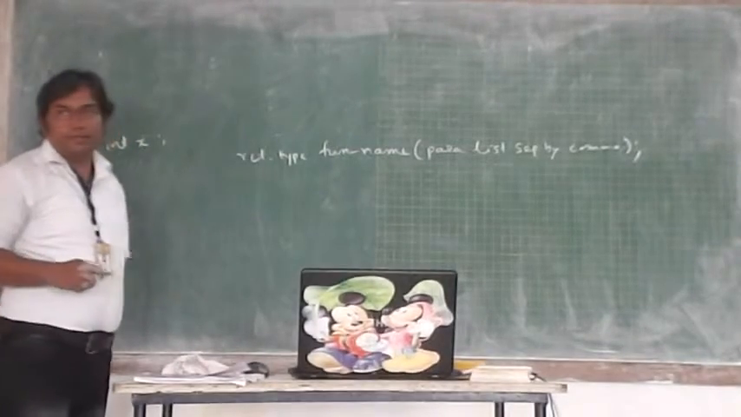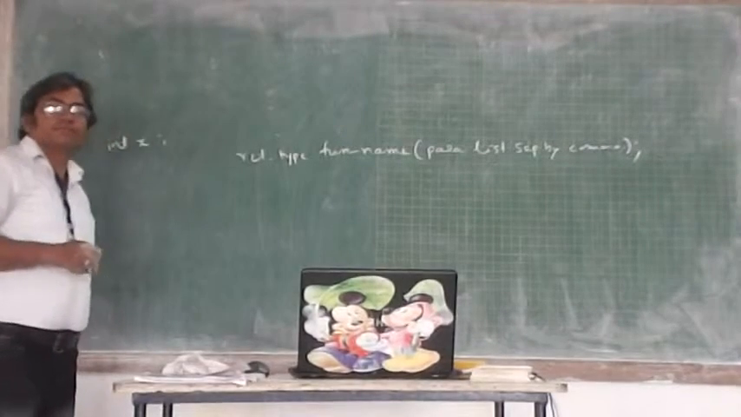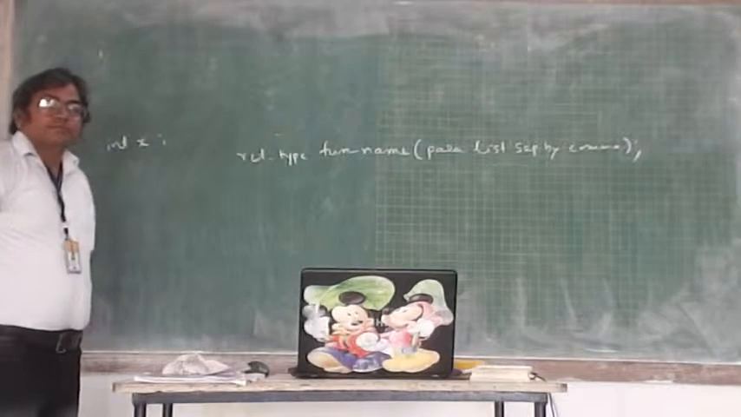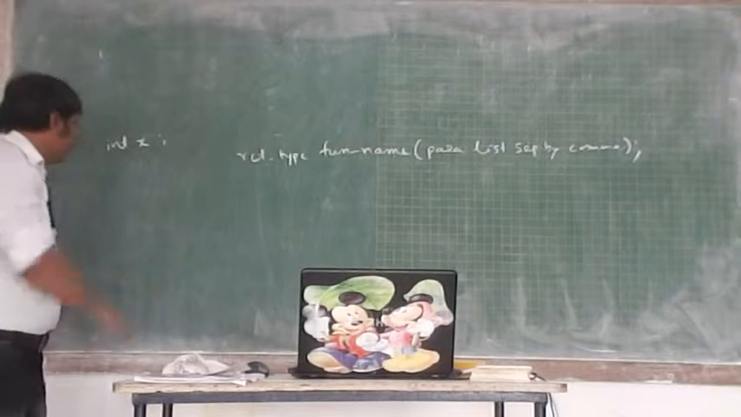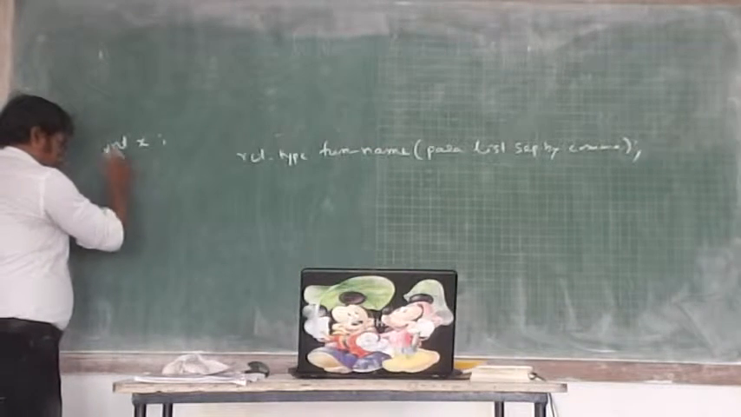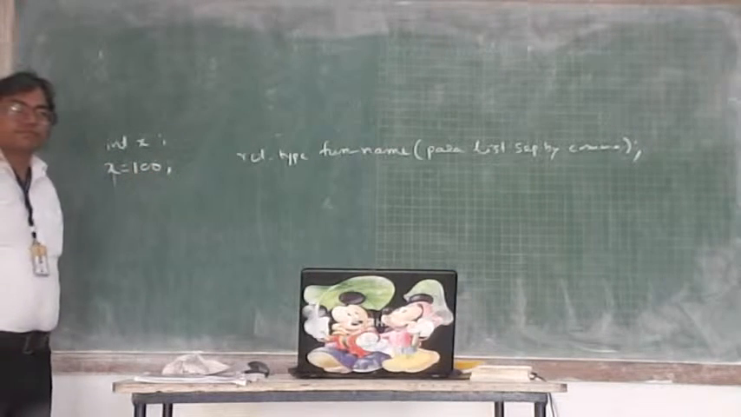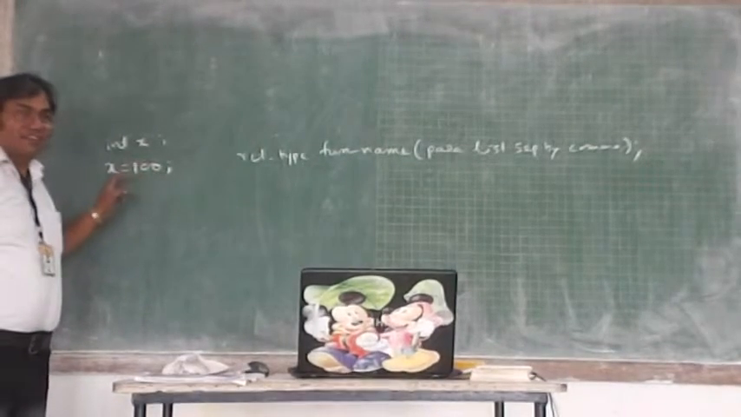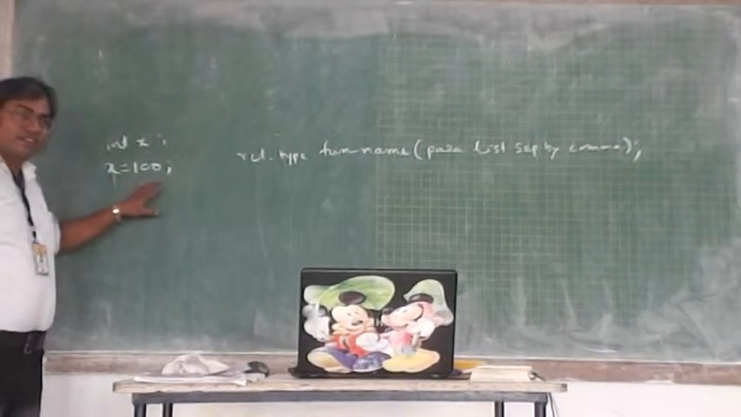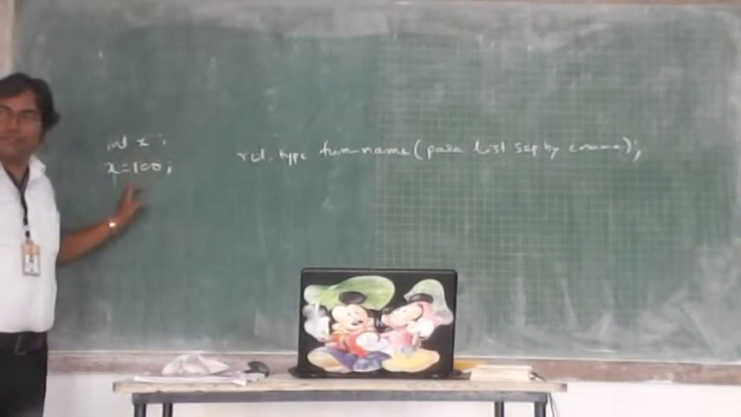What is definition? Function definition is, for example, x is equal to 100. We are defining that here x is equal to 100. It is not a function, it is a variable. We are giving a value for that variable. Yes, it is defined. X variable is defined here.